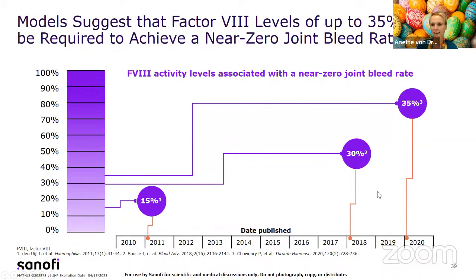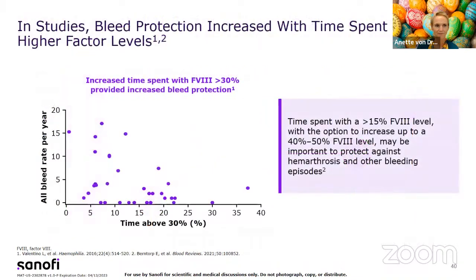But then over the last decade, many more publications came out to suggest, well, maybe the trough levels should be even higher. What would be ideal? And I understand ideal is not always practically accomplishable, but we can be aspirational. So this is another interesting study to say that bleed protection increased with time spent at higher factor levels, sort of recapitulating what was already done with Peter Collins' work almost 15 years ago or so.